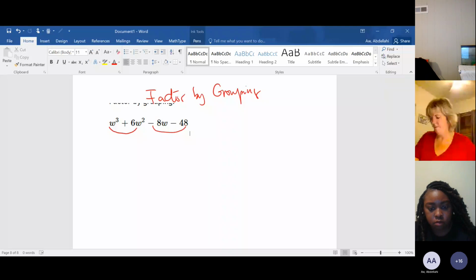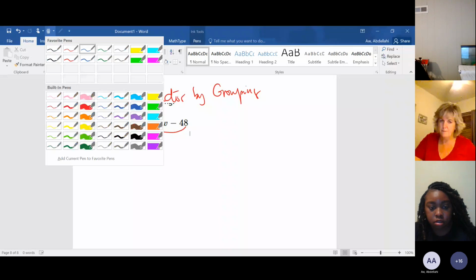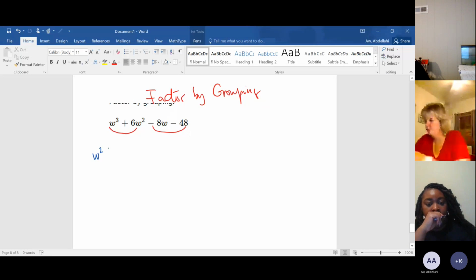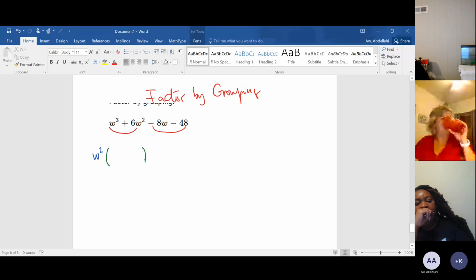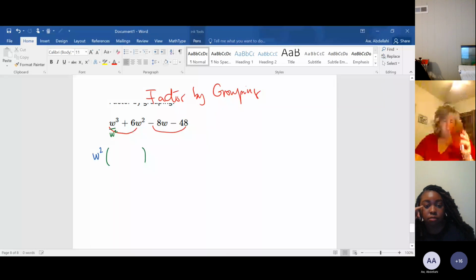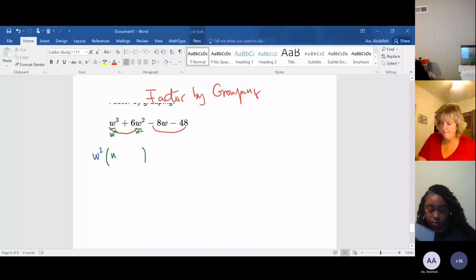Of course, for 1 and 6, the GCF is 1, but then for W cubed and W squared, the GCF is W squared, right? It's going to be W squared. And then I open up my parentheses, small one, right? I divide by W squared. How much do you have left? What's W cubed divided by W squared? W, which is W to the 1 power, right?